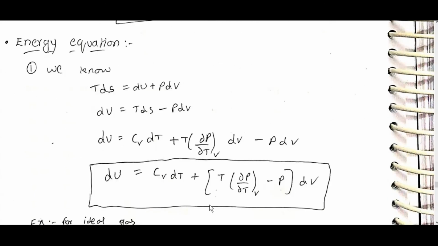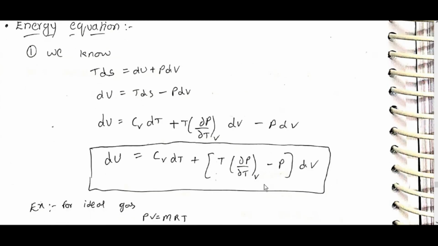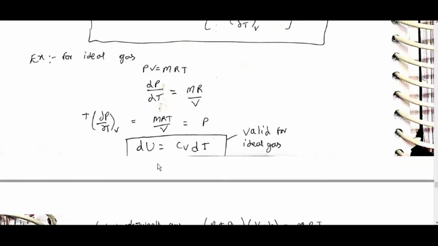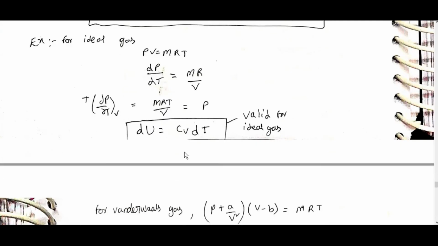Energy equation. We know TdS is equal to dU plus PdV, so dU is equal to TdS minus PdV. dU is equal to Cv dT plus T dou P by dou T at constant volume into dV, minus PdV. For ideal gas, PV is equal to mRT. We will get finally dU is equal to Cv dT, valid only for ideal gas.